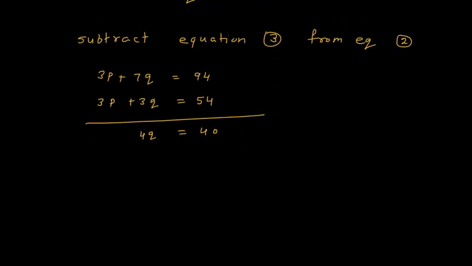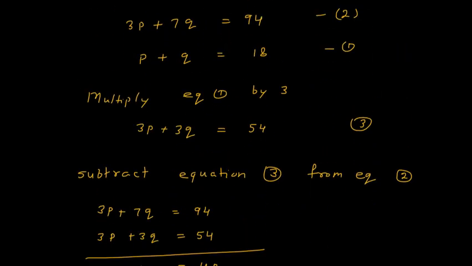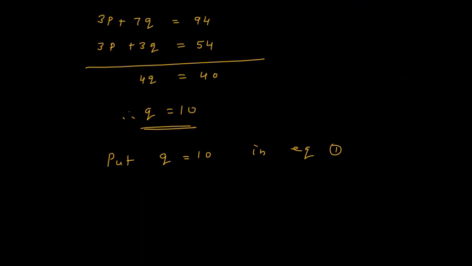10. Now put q equals 10 in equation 1. So equation 1 is p plus q is 18. So p plus 10 is equal to 18. So from here we get the value of p is 18 minus 10 is equal to 8. So the value of p is 8.